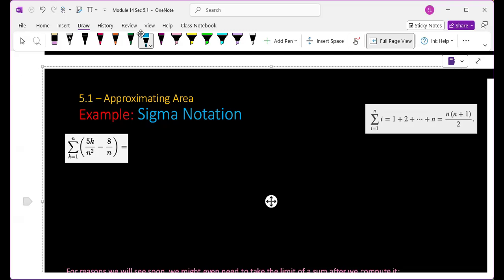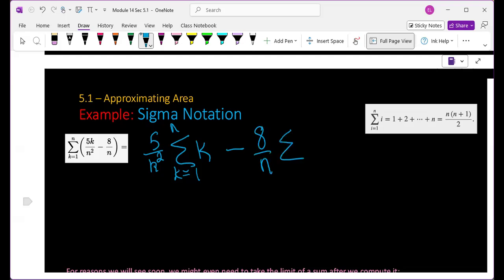So the first half of this is going to be 5 over n squared times the sum from K equals 1 to n of K, minus 8 over n times the sum from K equals 1 to n of, we factored everything out, so we need 1 as a placeholder.